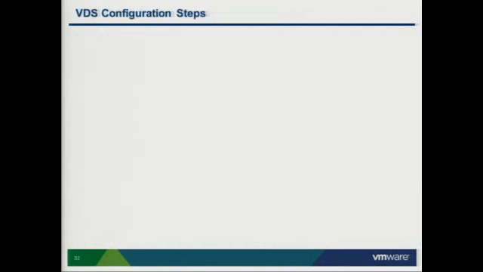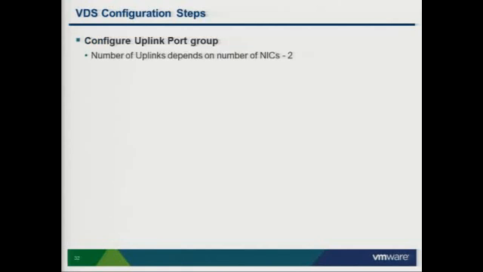So we have looked at the best practices and what you need to consider. So what are the steps in terms of configuring VDS? There are 4 simple steps. One is configure the uplink port groups. In this example deployment, since we had 2 PNICs, you just configure the uplink port group with these 2 PNICs. That's it. That's the configuration required for an uplink port group.